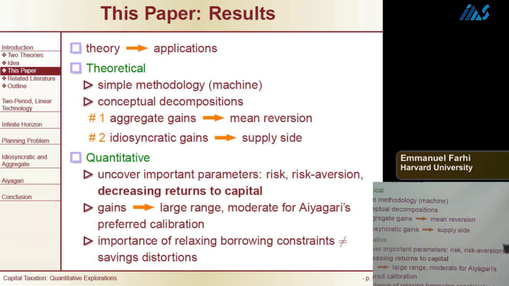For the gains, we'll try to use the best empirical knowledge that we have to try to narrow a bit the range of efficiency gains. You'll see that given what we know, this range is still pretty large. So they range from very small to moderate or moderately large. For our preferred calibration, you'll see that they're pretty moderate.